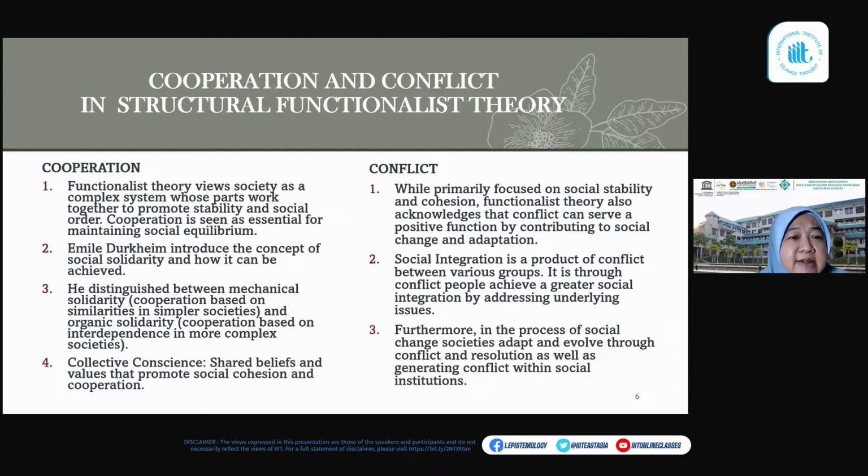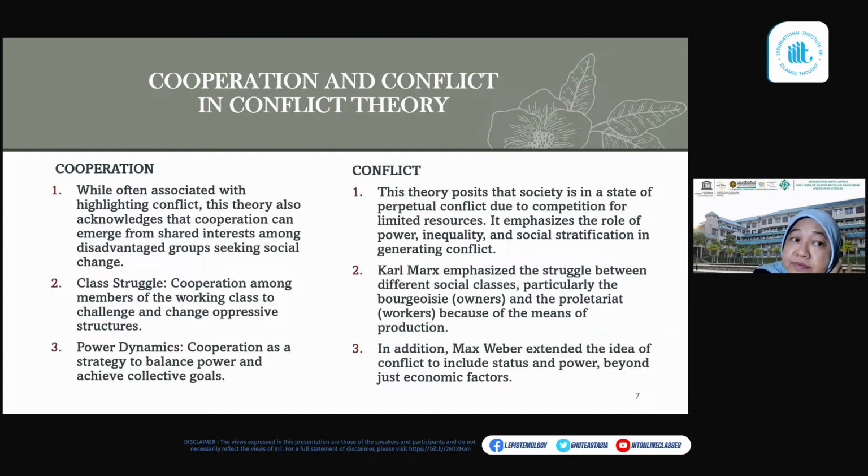Now, the next theory is conflict theory. By the name itself, you can see that this theory is all about conflict, and society is based on the conflict that occurred in history.